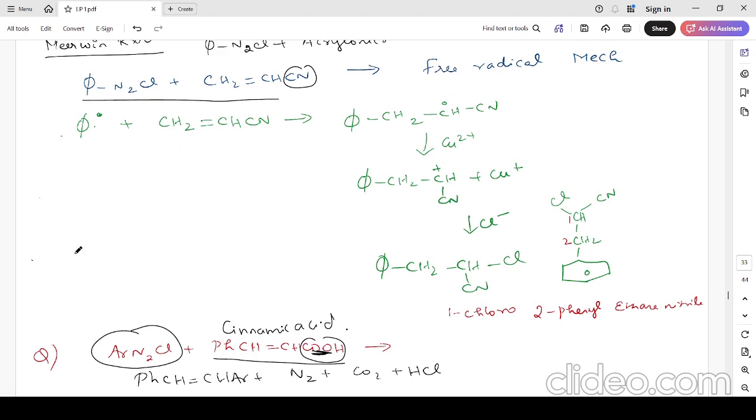What happened here? Benzene diazonium chloride, I treated with CH2 double bond CHCN. We removed all of them, we made it a single bond here, and the CN was still available. But here, what's the difference? I have Ph-CH double bond CH-COOH, Ar gets added, and the carbon dioxide leaves the place. Nitrogen leaves the place. HCl leaves the place.